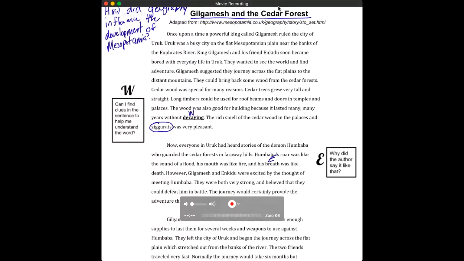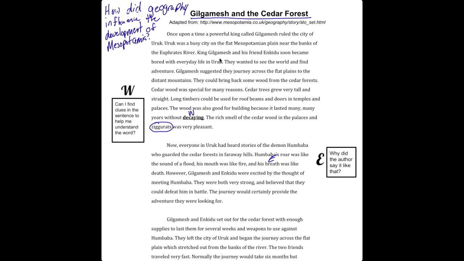Oh, it's back. Okay, let's try it again. Hold on. I'm bringing it back. And so the first thing we did was we wanted to make sure that we remember the question while we're annotating. So the question we're trying to answer is, how did geography influence the development of Mesopotamia, right? So we read the paragraph.